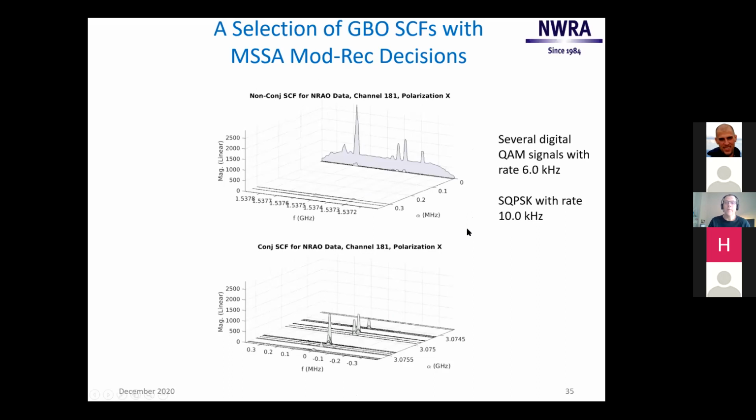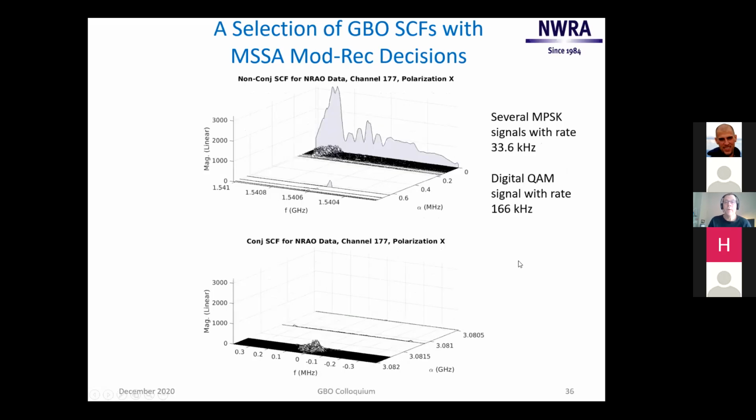A lot of narrowband signals. I was surprised how many narrowband signals there are. So these are digital QAM signals with 6 kilohertz rate and an SQPSK signal with 10 kilohertz. So a second kind of SQPSK signal. We see several MPSK signals with rates exactly 33.6 kilohertz here, and a digital QAM signal.